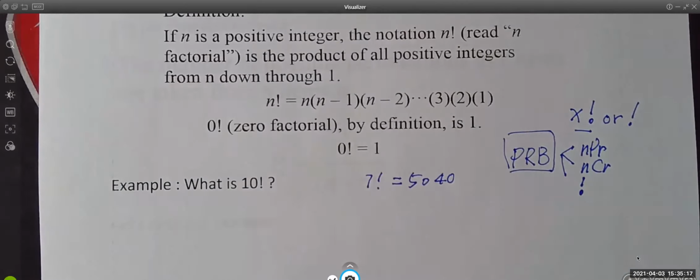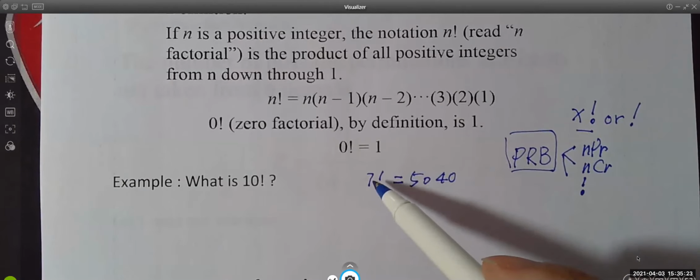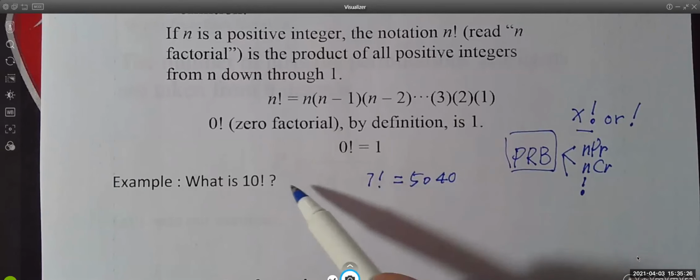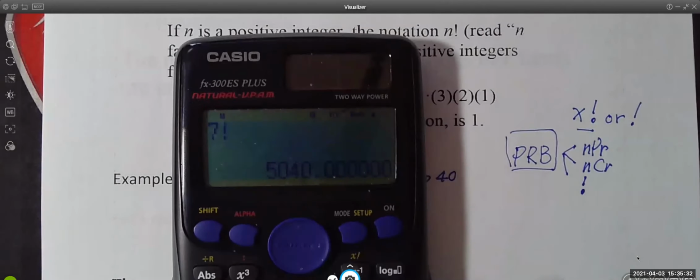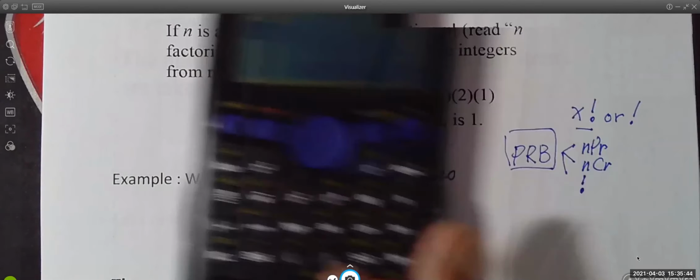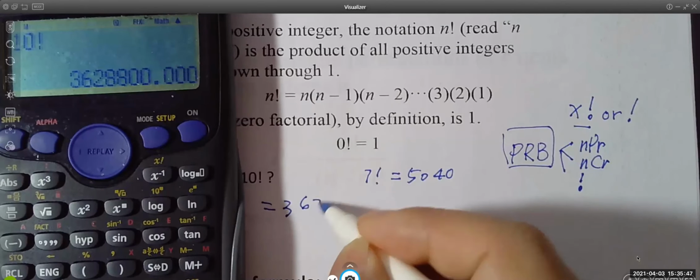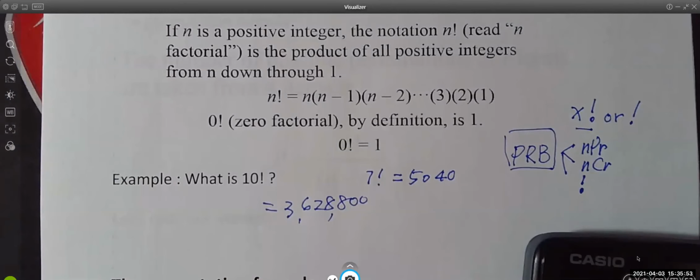5040. Now we do 10 factorial. Apparently 10 is only 3 bigger than 7. It's less than 50% bigger. Now let's see how much bigger 10 factorial is. So 10, factorial button, equals, well, let's write it down. This equals 3628800. More than 3.5 million. This is many, many times bigger than that, even though the number itself is less than double for sure.